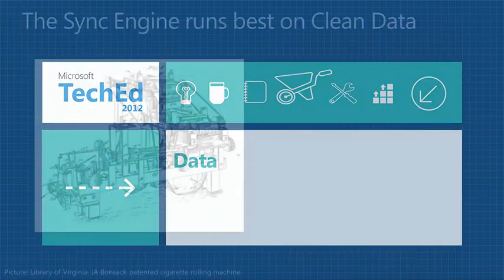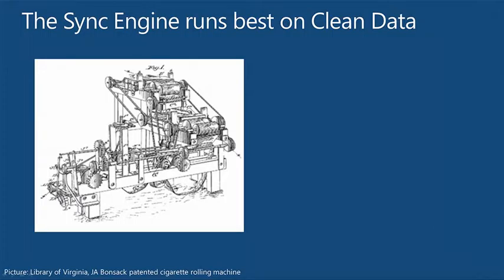So, data. I told you I needed to talk about data. If the sync engine is indeed an engine, then the oil it runs on is the data. And we all know that engines don't run well on dirty data. Dirty oil. Mixing my metaphors. Do you like this picture? This is actually supposedly a cigarette rolling machine that was patented in the 19th century sometimes. It's very convoluted, doesn't it? Let's try not to make our FIM sync services look that convoluted if we can.